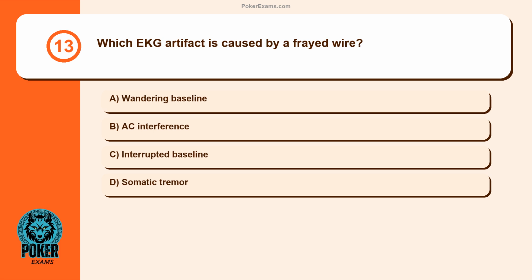Question 13. Which EKG artifact is caused by a frayed wire? Wandering baseline, AC interference, interrupted baseline, somatic tremor.